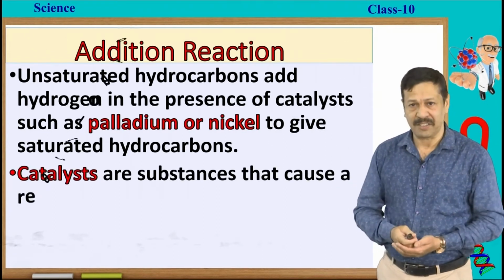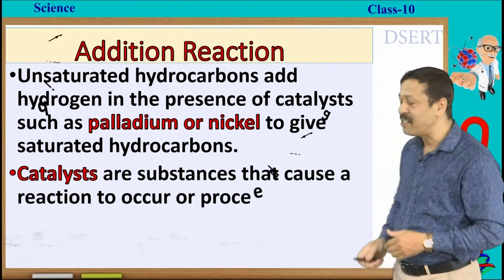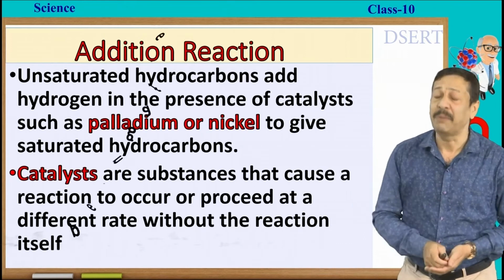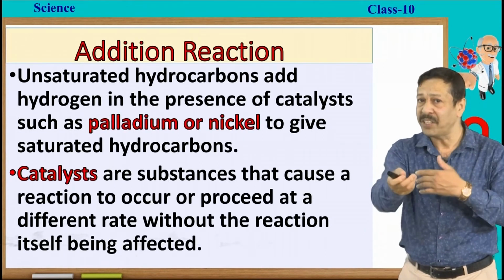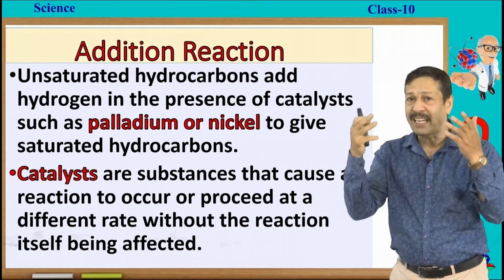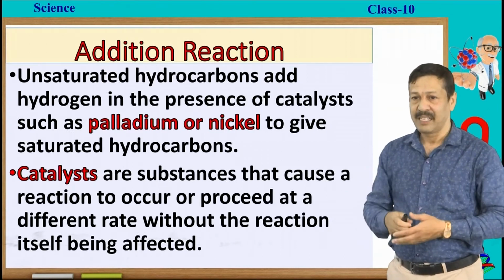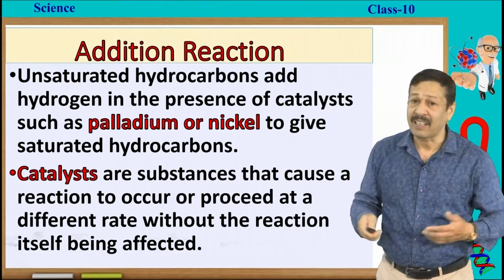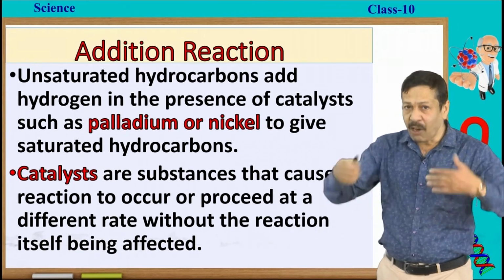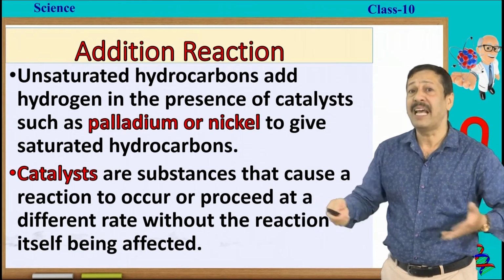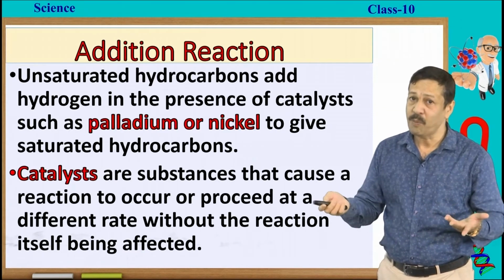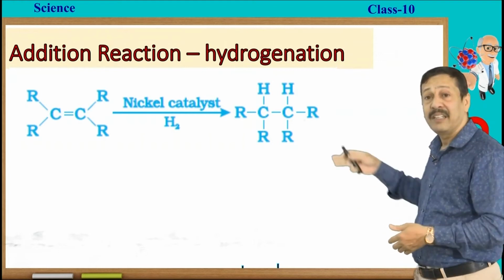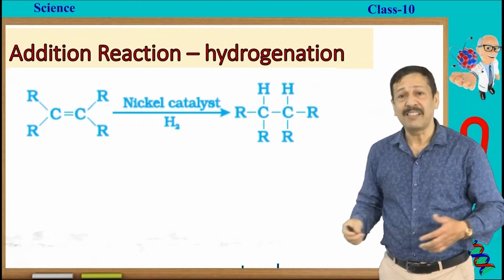What are catalysts? Catalysts are substances which increase the speed of the reaction. They do not get involved in the chemical reaction. Before the reaction and after the reaction, they remain as they are. Such compounds that increase the rate of reaction are called catalysts. In our body also we have several enzymes. They also perform a similar function. Now let us see the equation of this reaction.